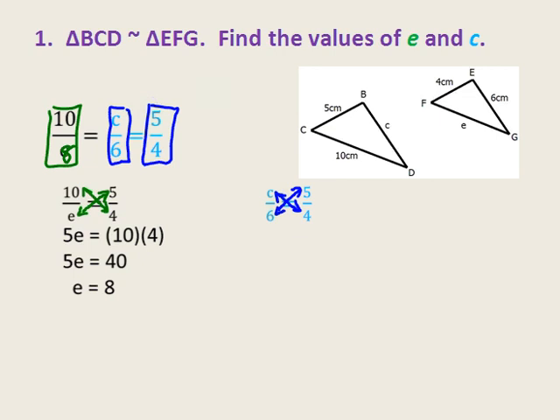So 4 times C gives you 4C, and then 6 times 5 is going to give you 30, and you're going to divide both sides by 4, and you are going to get 7.5.